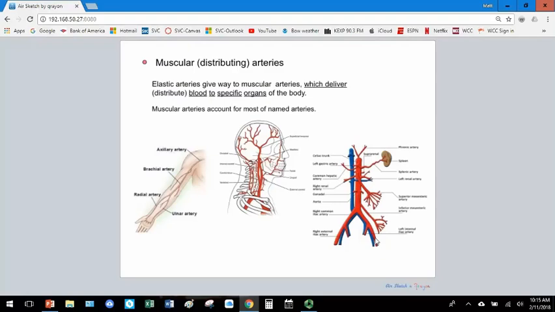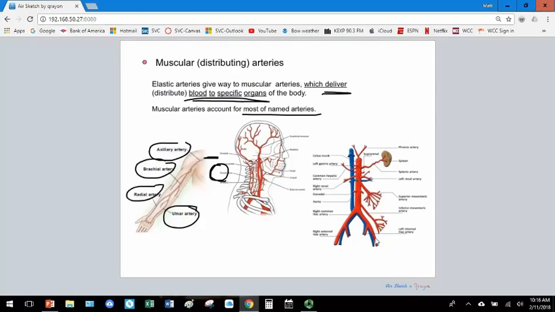Okay, then we have the muscular arteries. So the elastic arteries give way to the muscular arteries, and these arteries are going to deliver blood to the specific organs of the body. So these are most of the named arteries in the body. So for instance, here's the heart, and we have, it's not shown here, but this is the left subclavian artery. Then we have the axillary, the brachial, the radial, the ulnar. These are all muscular arteries here.